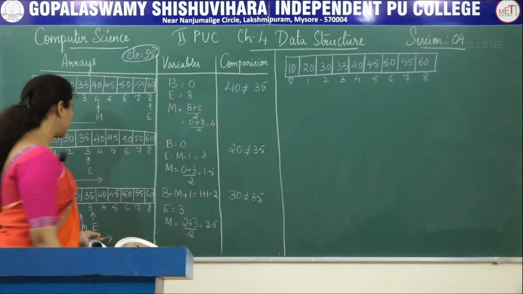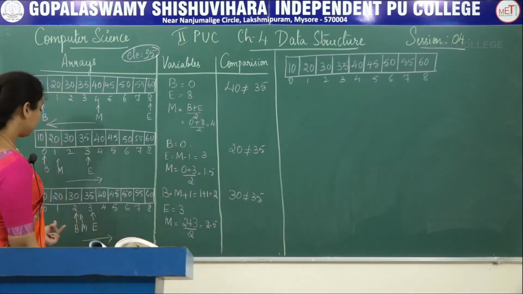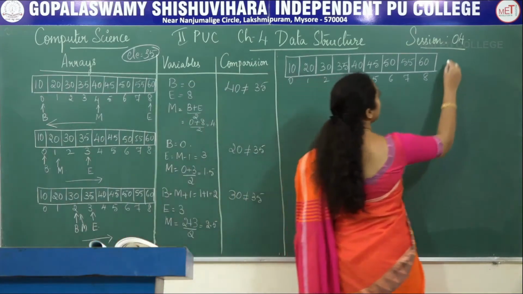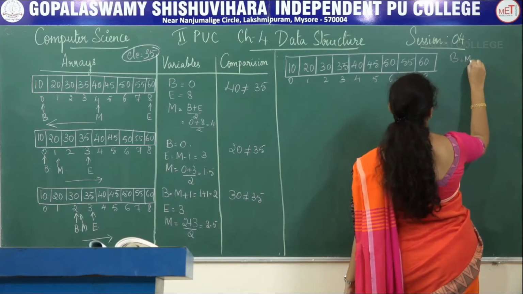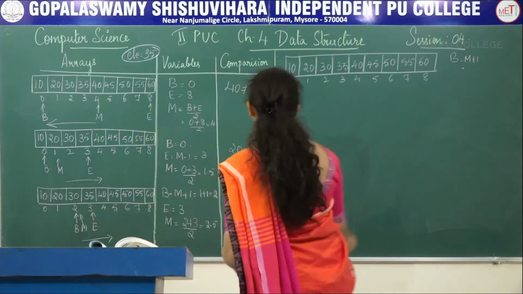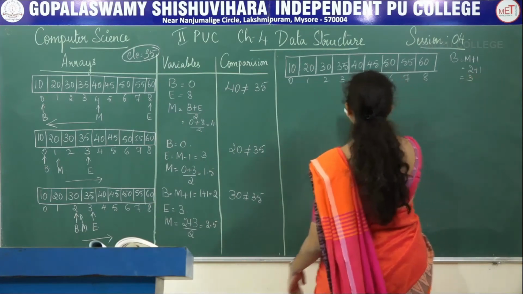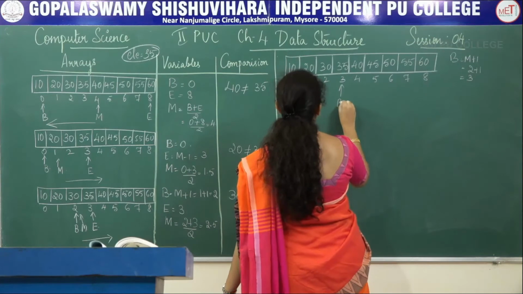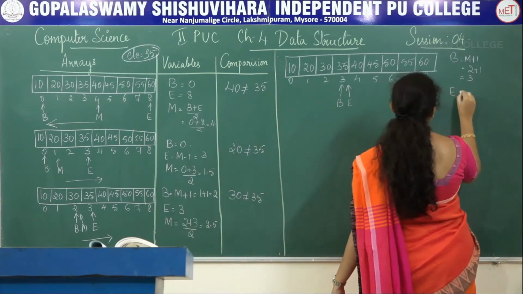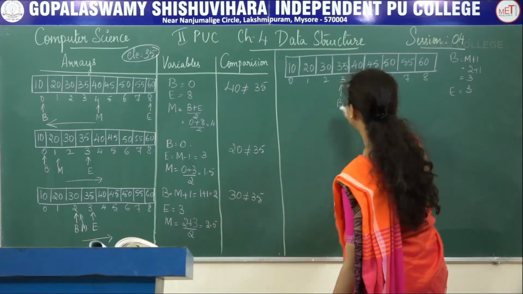If the search element is greater than the middle element, what we have to do? The beginning is equal to m plus 1. B becomes m plus 1. What is m here? M is 2. 2 plus 1 is 3. So 3 is our beginning, and the third position itself is our end position.